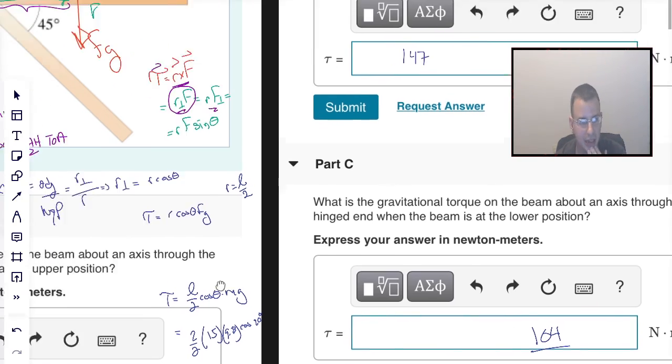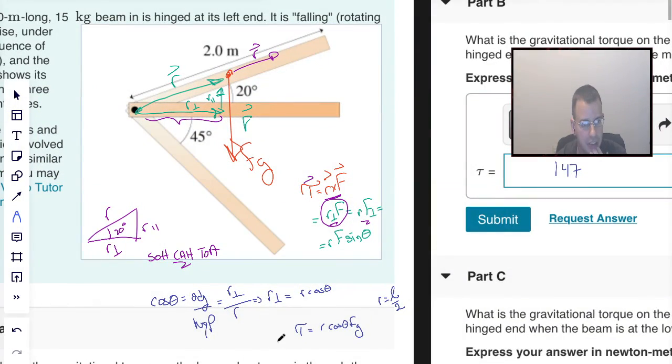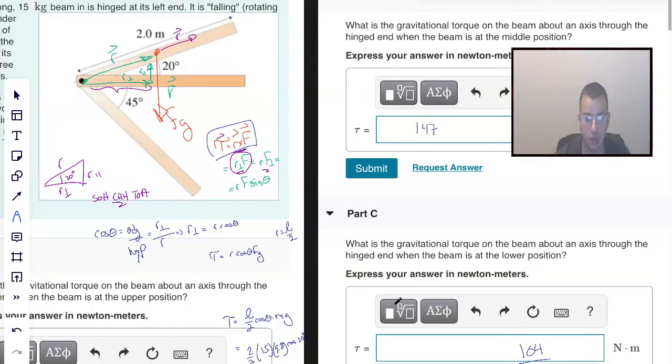There's lots of explaining there, probably a little bit too much, but that's pretty much the general idea of how you do cross products and how torque is specifically a cross product between the radius as measured from the pivot point to the center of mass, and then F is the force that's causing the torque, in this case, due to gravity. So, hope that helped with this problem.